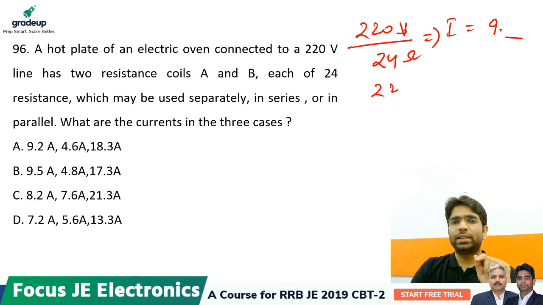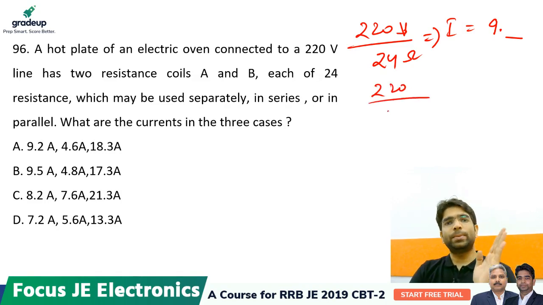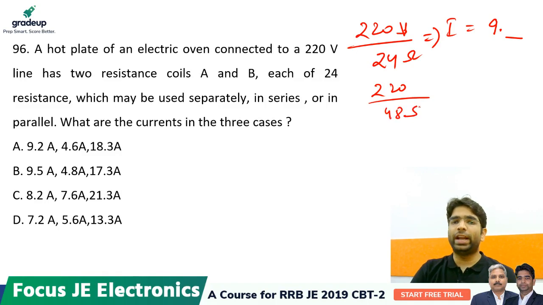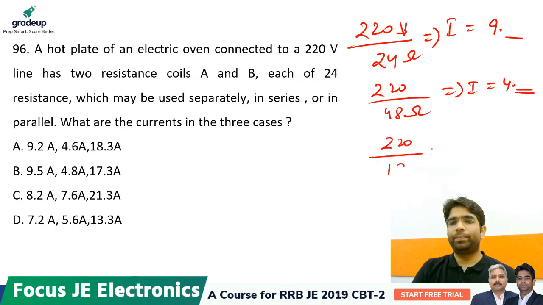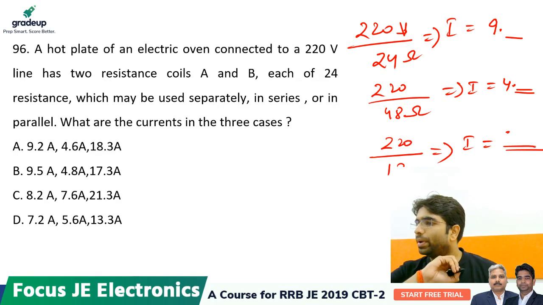If they are in series, it is 220 volts across 24 plus 24, which is 48 ohms. Then what is the current drawn? It will be 4 point something. Again, if two coils are connected in parallel, then the equivalent resistance will become half, so 220 volts across 12 ohms. Then what is the value of current? I equals to... You have to find the answers like this.